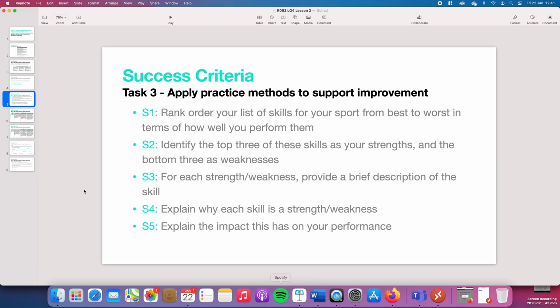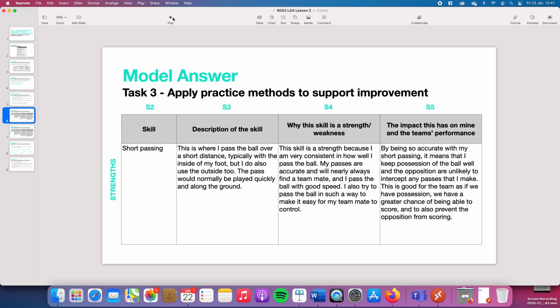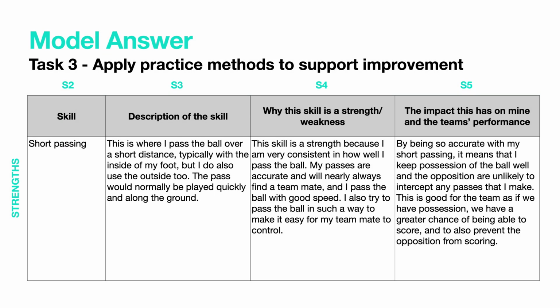So if we move back to the presentation then, I produced a bit of a model answer here for one of my strengths. So I said one of my strengths is short passing. Okay, so that's S2. S3, I provided a description of the skill. So this is where I pass the ball over a short distance, typically with the inside of my foot, but I also do use the outside too. The pass would normally be played quickly and along the ground.